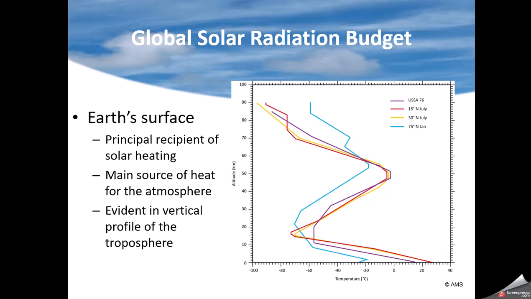And you can really see that in evidence if you look at the temperatures at the Earth's surface. Next to the ground is where it's hottest. That's because the Earth is the source of heat for the lower part of the atmosphere.